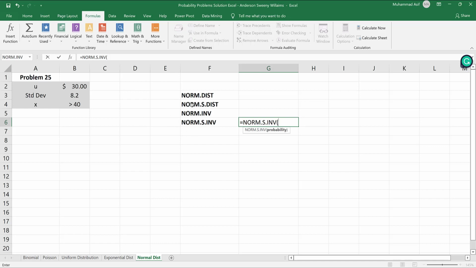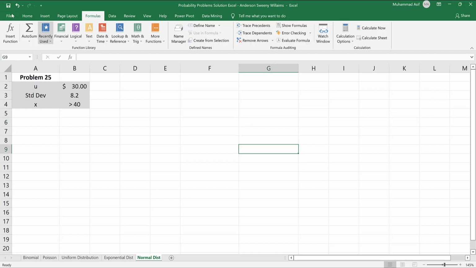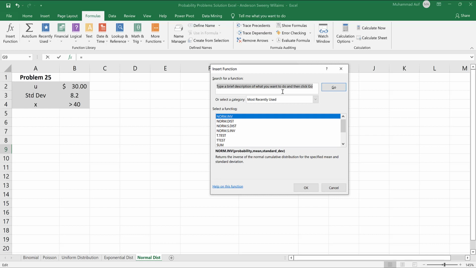In NORM.S.DIST, what is input becomes output here, and what's input in NORM.S.INV becomes an output in NORM.S.DIST. We can do it manually, but there is another option that's more user friendly. If you go to Formulas, there's Insert Function, and if you insert function, then these options will appear there. If they don't appear, you can manually type them here and they will appear here.